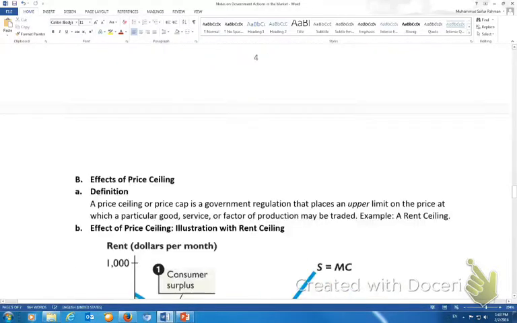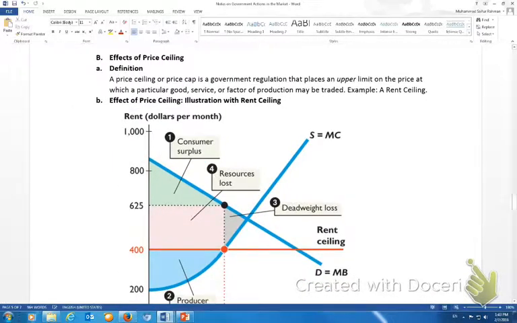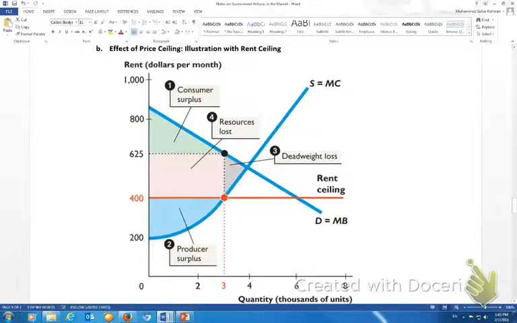Okay, so the next one that we're going to look at is called a price ceiling. What is a price ceiling? A price ceiling is a government regulation that places an upper limit on the price that can prevail in an economy. The example of a price ceiling is a rent ceiling, where the government makes an announcement that the price of an apartment in a certain area cannot rise above a certain level.